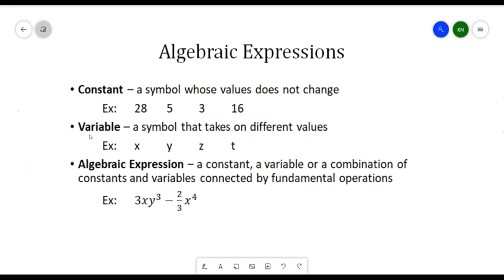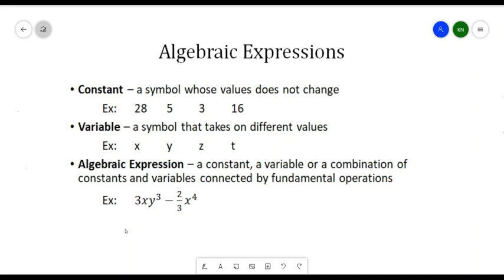We also have what we call the variable, which is a symbol that takes on different values. The most commonly used variables in mathematics are x, y, z, t, and other variables. Now, that being said, an algebraic expression is a variable, or a combination of constants and variables connected by fundamental operations. When we say fundamental operations, these are addition, subtraction, multiplication, and division.